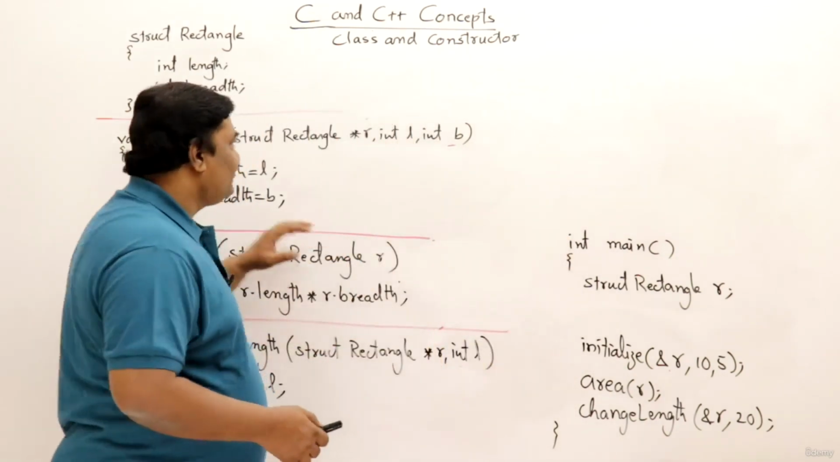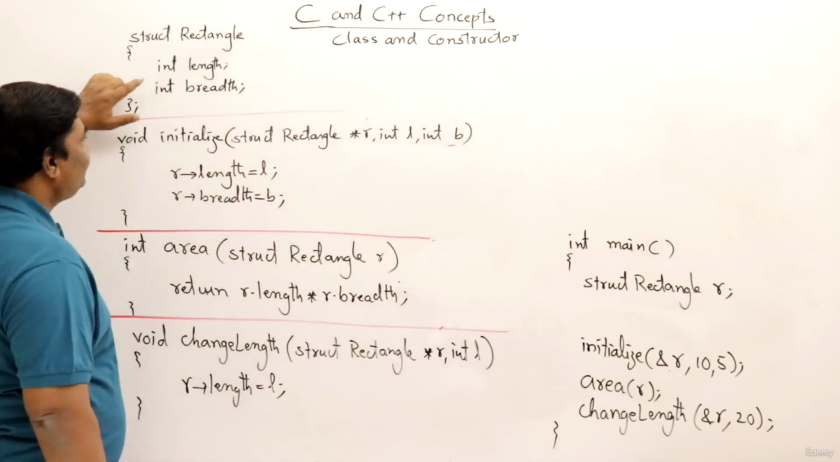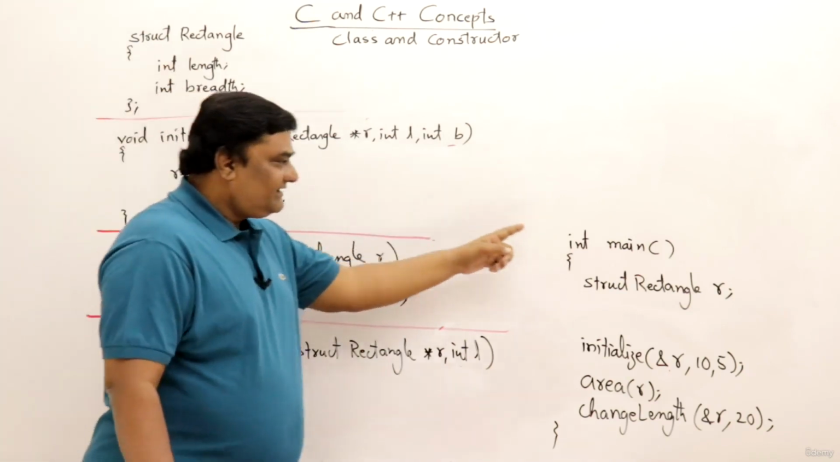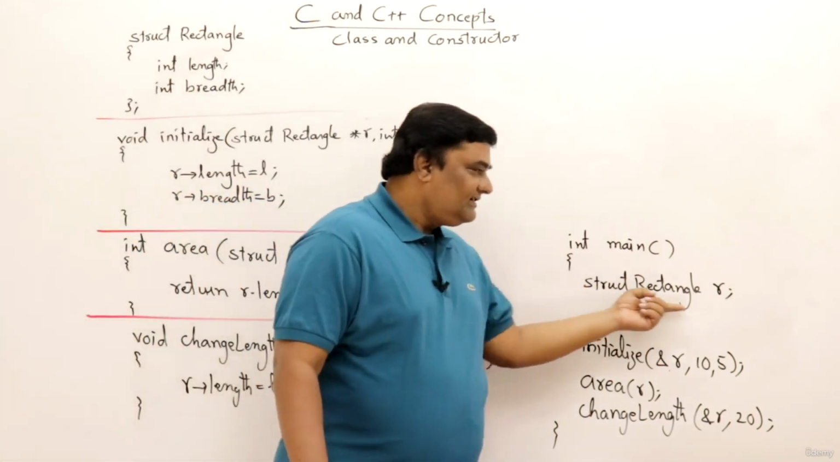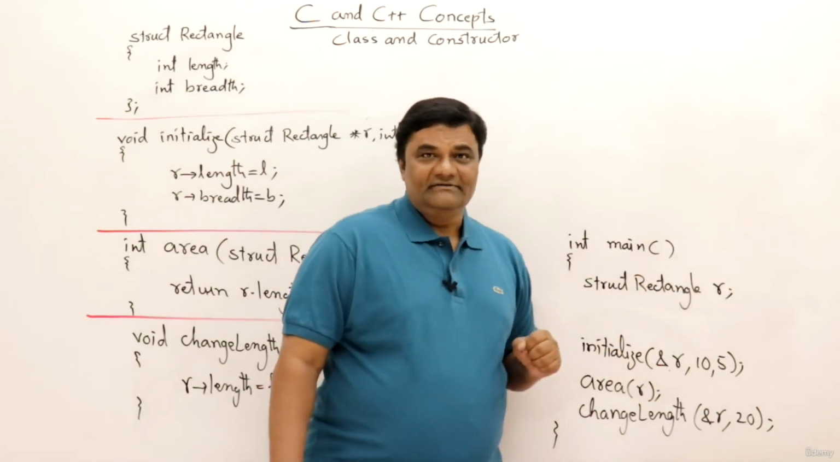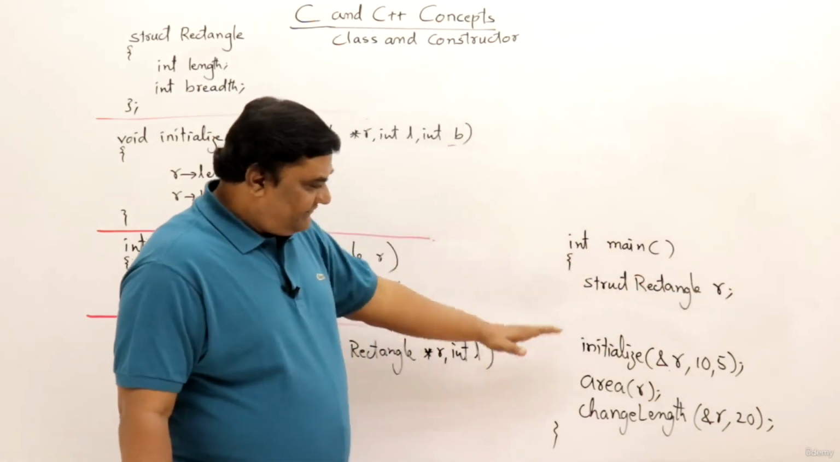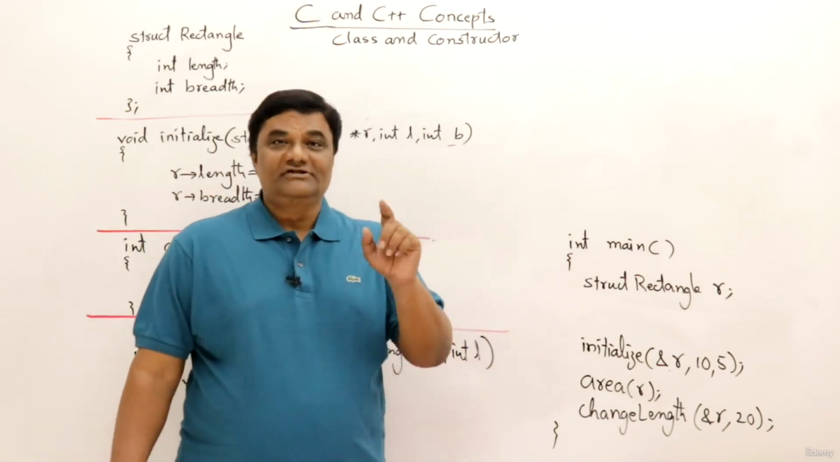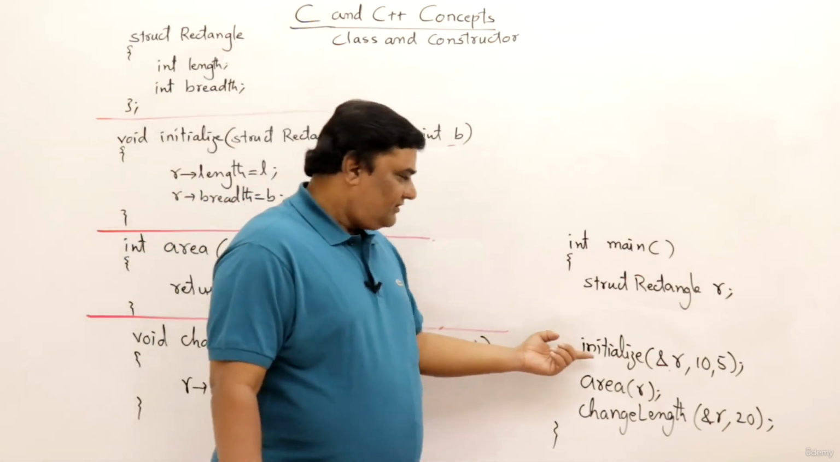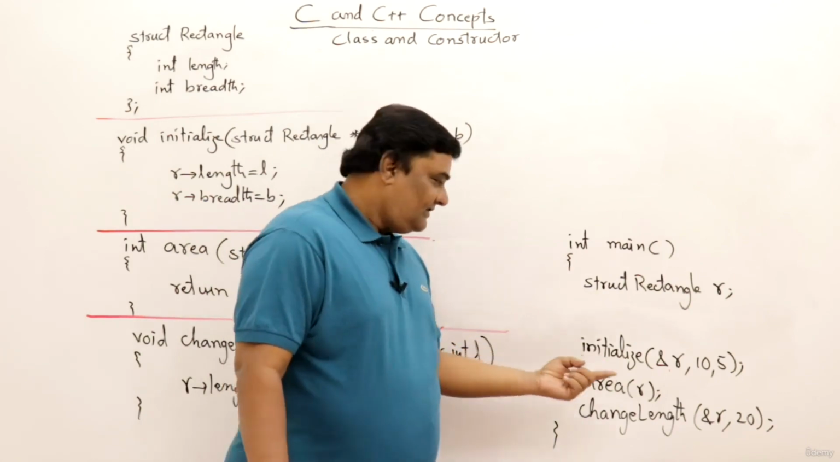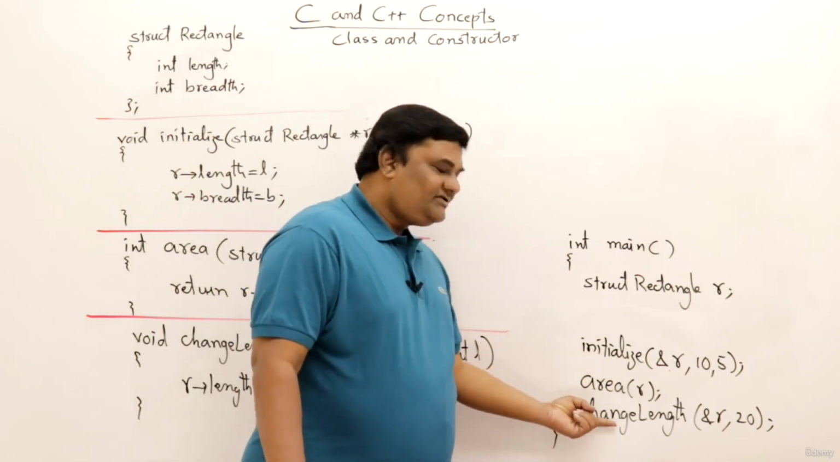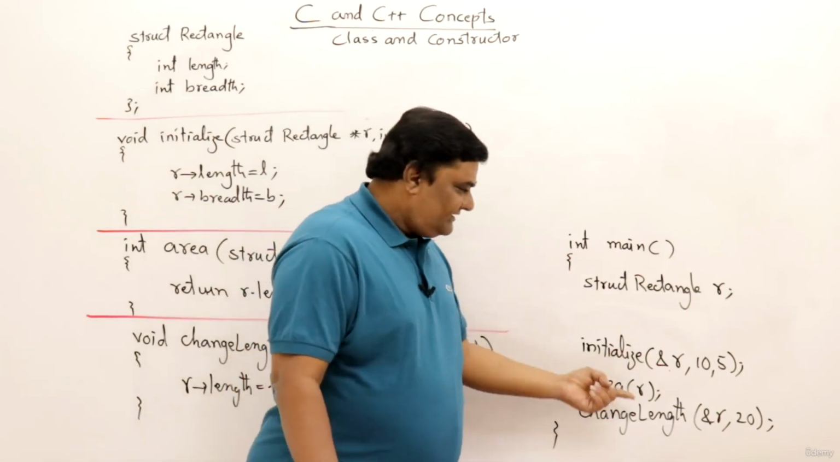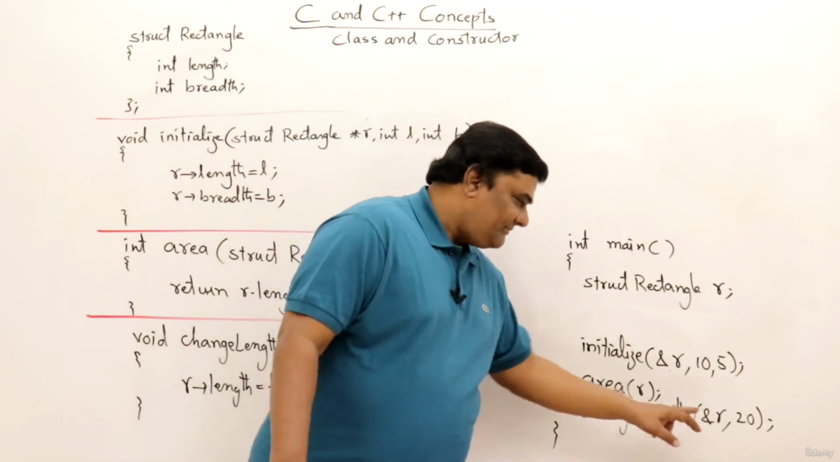See, here I have a structure called rectangle, which has length and breadth. Inside the main function, I am declaring a variable of type rectangle. There is no processing involved in main, no operations, just function calls. The function calls are for initializing a rectangle, finding the area of a rectangle, and changing its length. In all these functions, I am passing rectangle as a parameter.